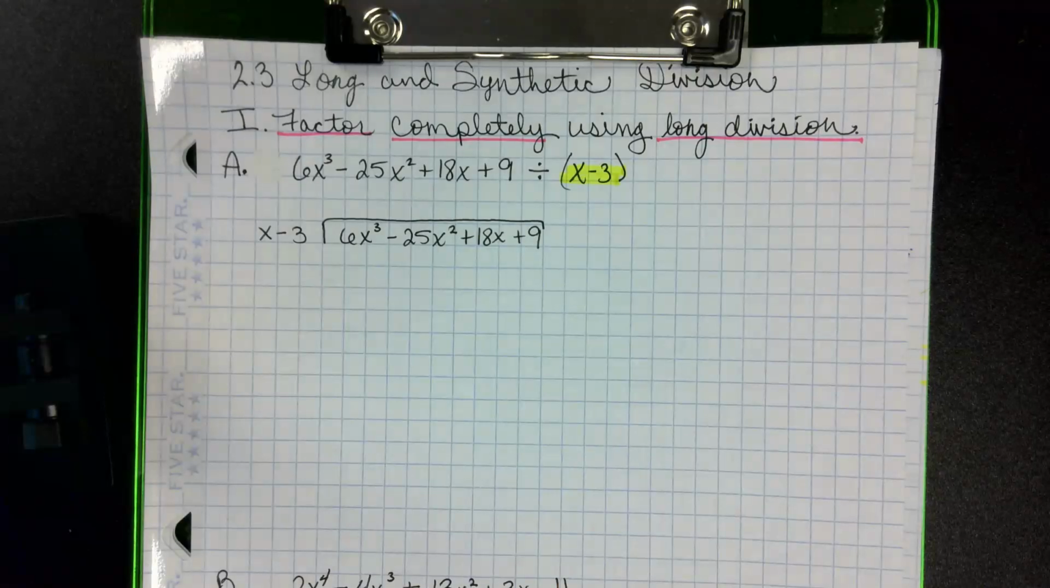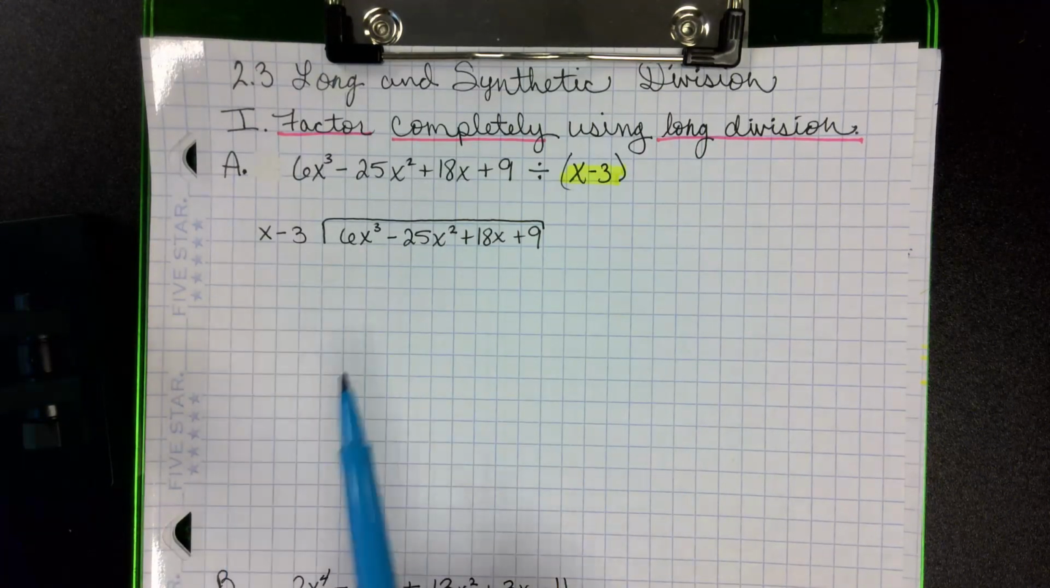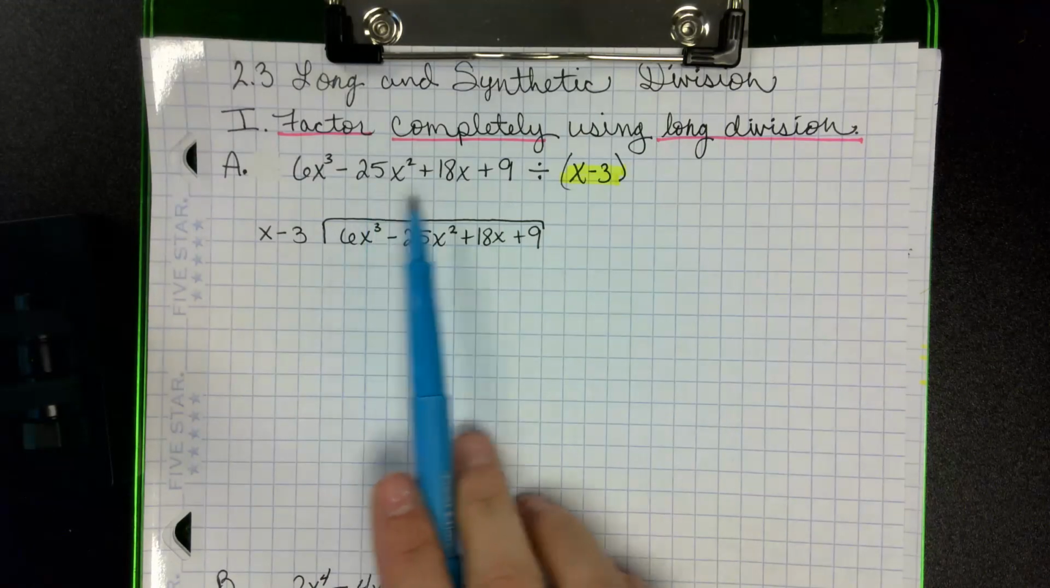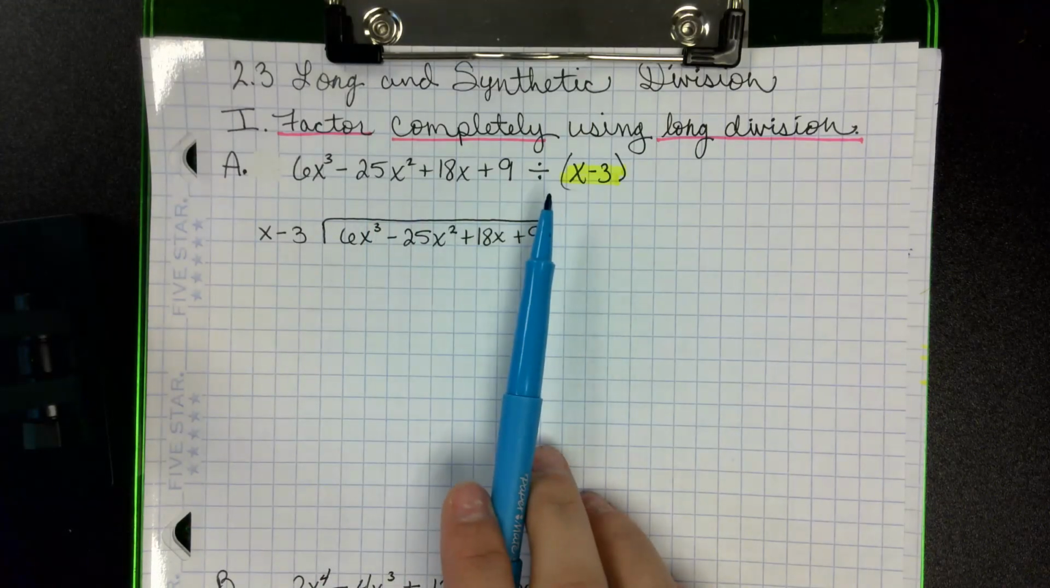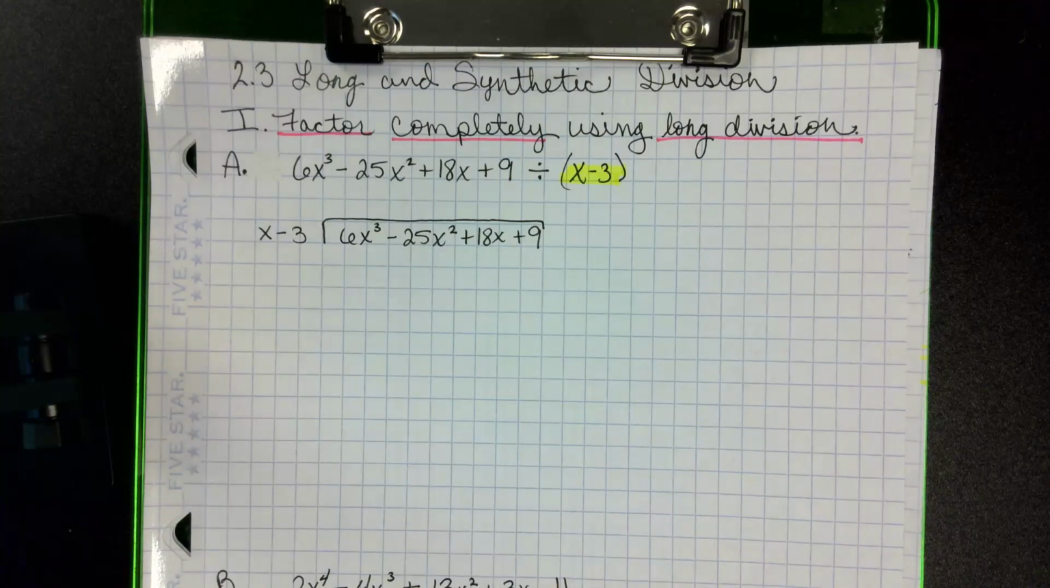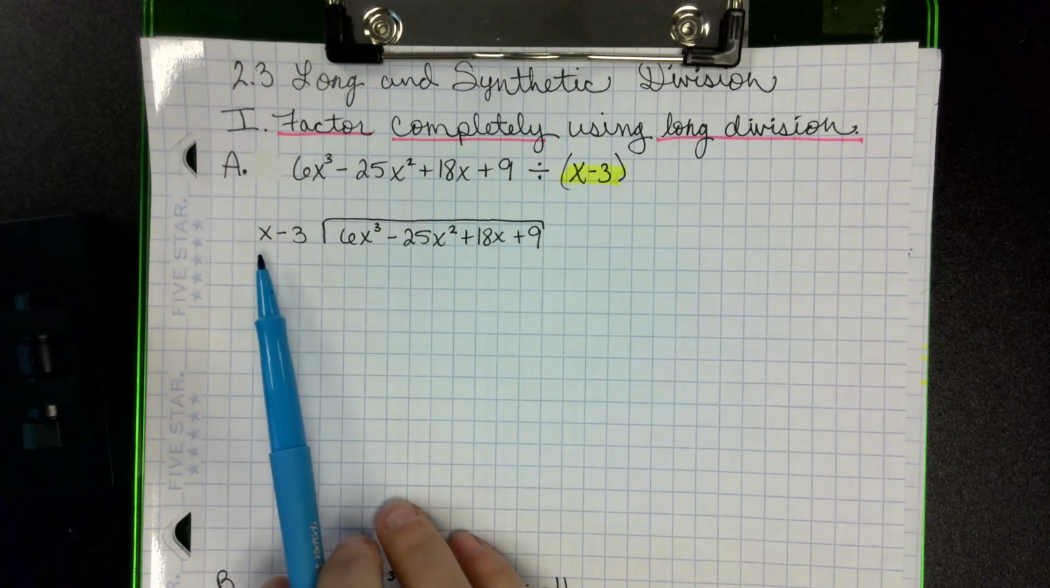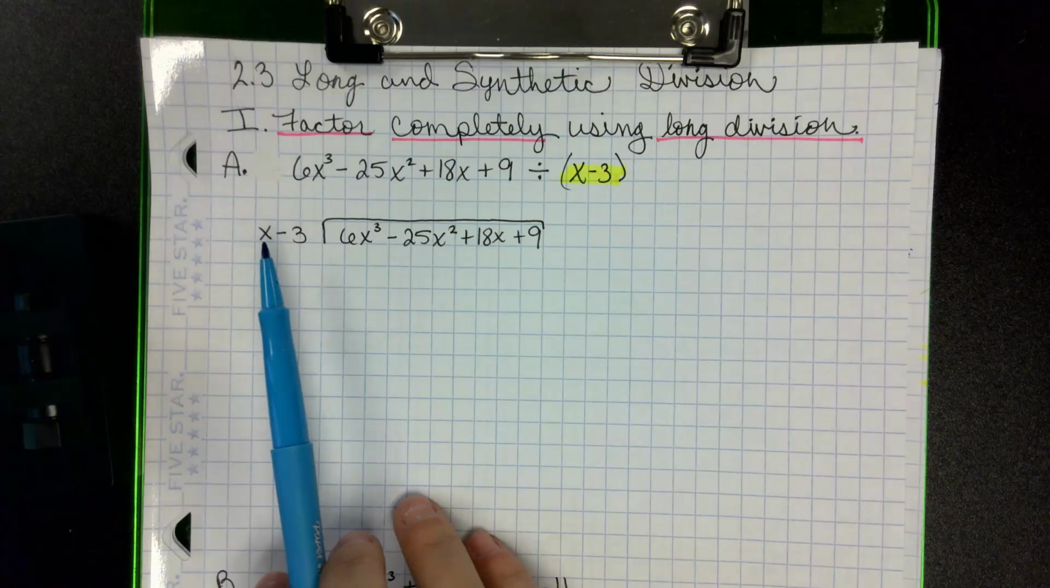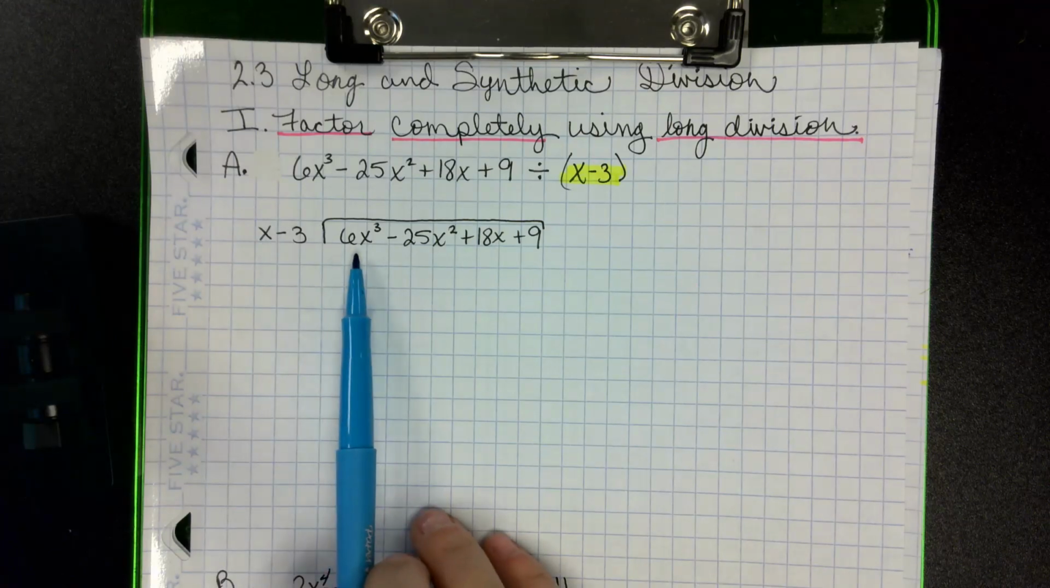The divisor is x minus 3. When we do long division, I'll get back to divisor in just a minute. We set it up with the divisor on the outside, and the first part that's before the division sign is the dividend, and that's what goes inside the division house. And we start all the way on the left. It's x. So we think x times what is going to give me this first term, 6x to the third.